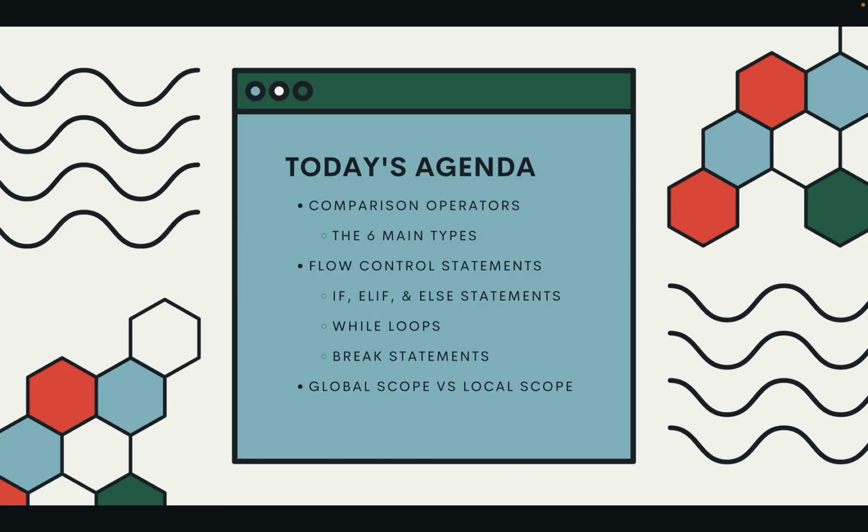So today we're going to be learning about comparison operators, the six main types, some flow control statements like if, elif, and else statements, while loops, and break statements, and we'll also be going over the global scope and local scope.